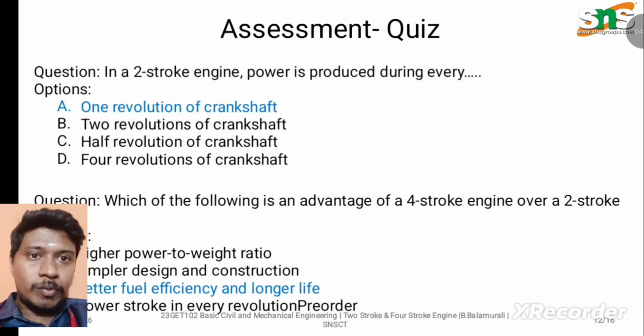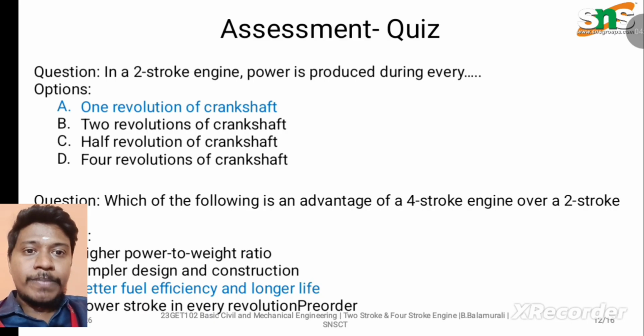We have a small quiz on that. In a two-stroke engine, power is produced during every one revolution of the crankshaft, half revolution of the crankshaft, or four revolutions of the crankshaft? One revolution of the crankshaft is the correct answer for a two-stroke engine. In case of a four-stroke engine, two revolutions of the crankshaft is the correct answer.